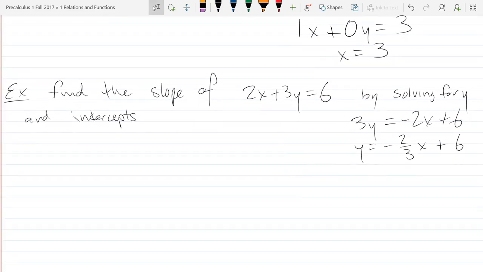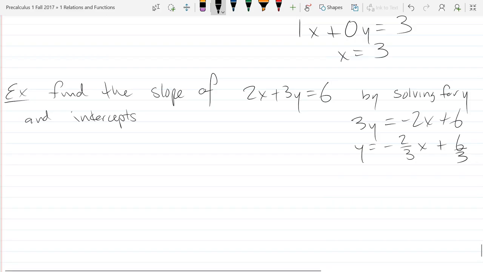So what algebra mistake did I make here? Yeah, I didn't really divide the entire right side by 3. I just divided part of the right side by 3. So I'm supposed to divide both terms on the right side by 3. So it'll be also 6 over 3, which reduces to 2. And now I can see the slope, and that's the negative 2/3. It's the coefficient right in front of x.